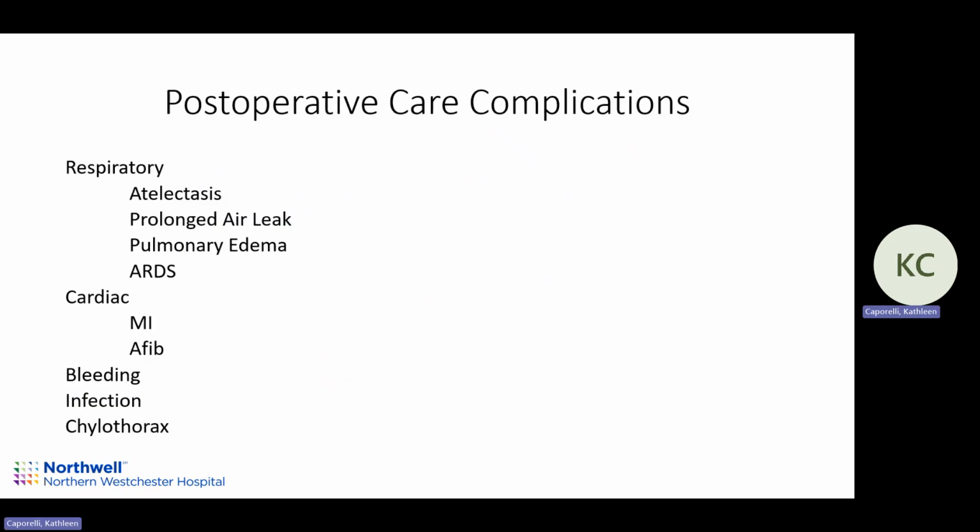What are we trying to avoid? We're trying to avoid complications, right? That's when we're rounding, that's really what we're looking for. What problems did I cause by operating on this person? That's what I'm forcing my mind to ask.